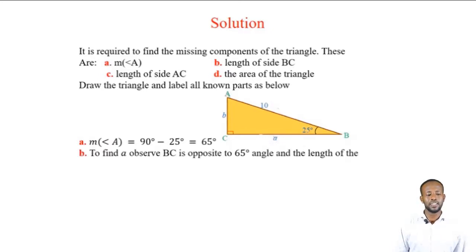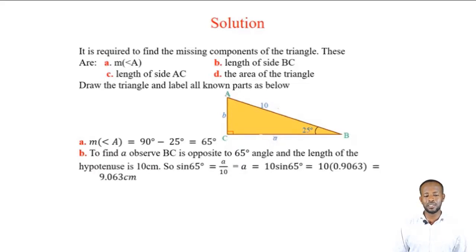Now, let us find a, small a, or the length of side BC. What should we use? Should we use the 25 degree angle or the 65 degree angle? Better to use the 65 degree angle here. The side BC is opposite to the 65 degree angle, and the length of the hypotenuse is 10 centimeters. So we can use sine of 65 degrees, which is equal to opposite over hypotenuse. You have the hypotenuse, but what you don't have is the opposite side.